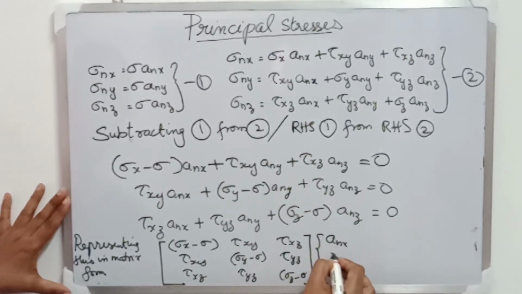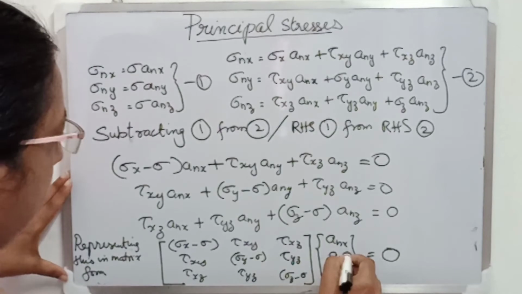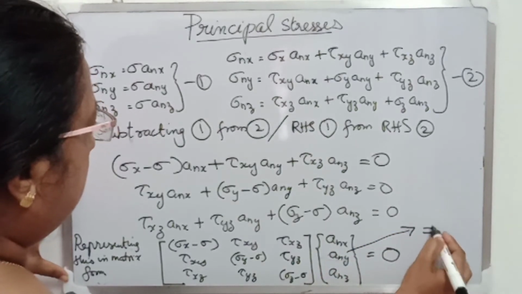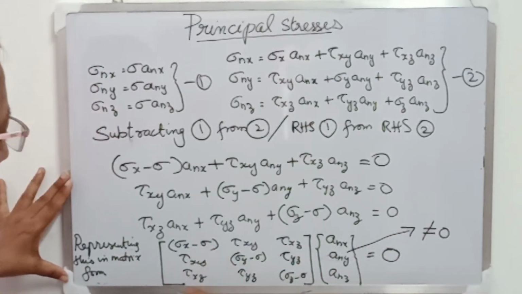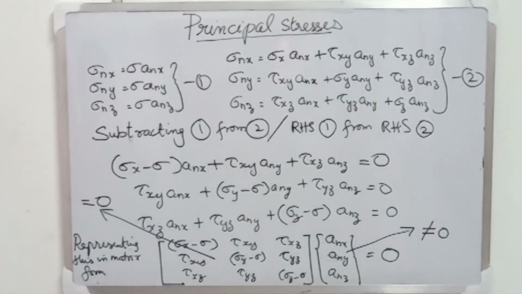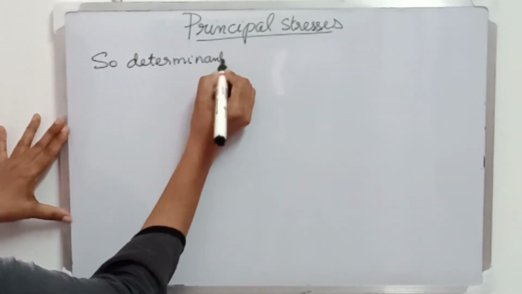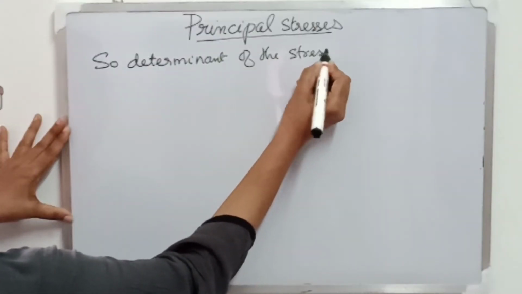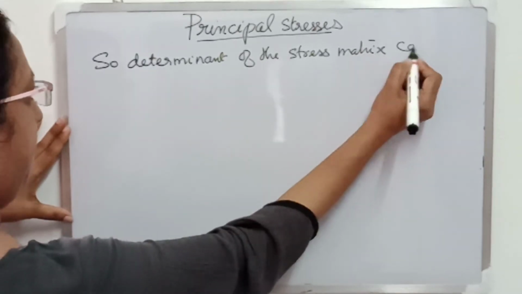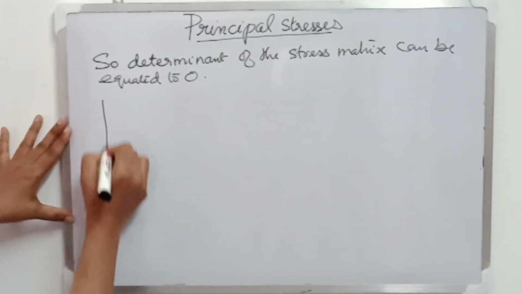Now we need to multiply it with the direction cosine column matrix and this will be equal to 0. So here in the real condition, the direction cosine matrix cannot be equal to 0. So what we can do is we can make the stress component matrix equal to 0. So the determinant of this stress component matrix should be equal to 0. So that is what we are going to do now.